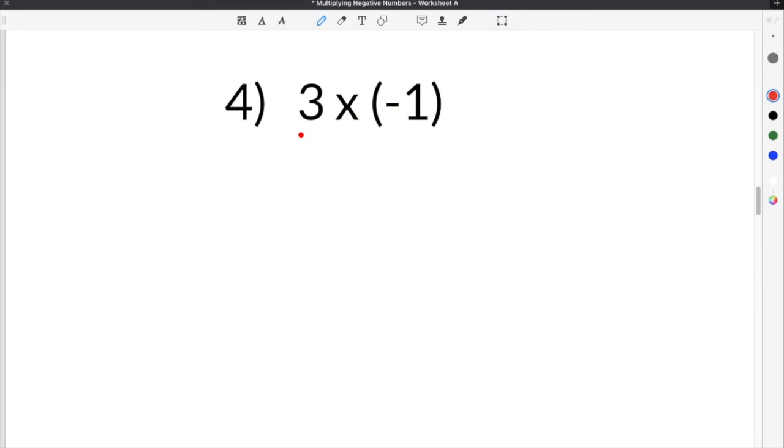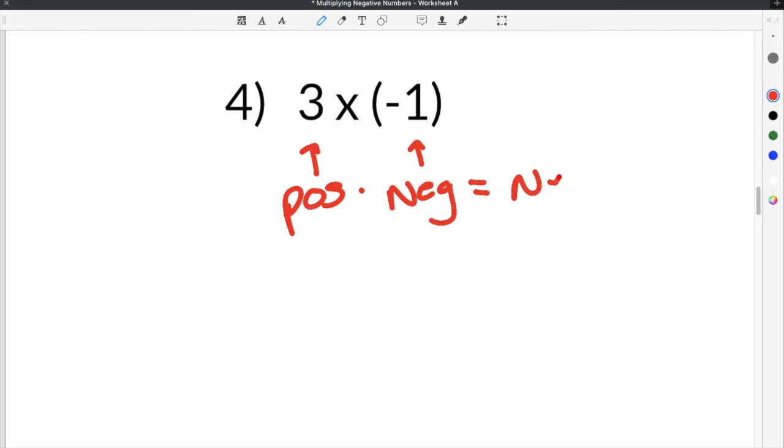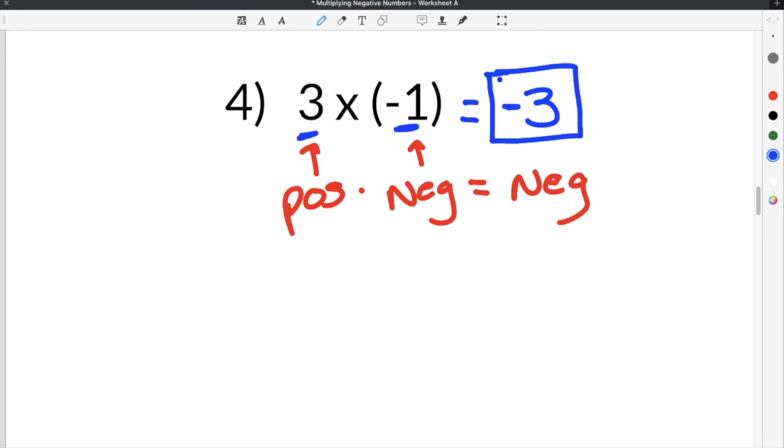The last example for this video is number 4. It gives us 3 times negative 1. So we have a positive 3 right here times a negative number, which is negative 1 in this case. They are not like signs, which means our answer is going to be negative. So when we multiply 3 times 1, that gives us 3. This is a positive and this is a negative, so the negative 1 makes our final solution negative. So our answer has to be negative 3.